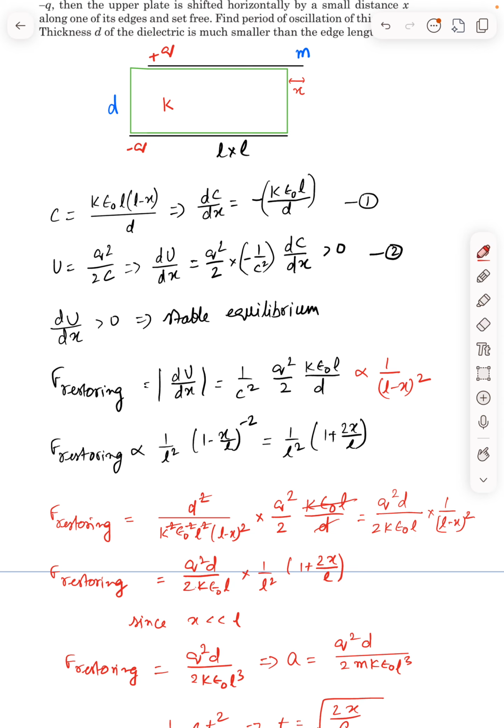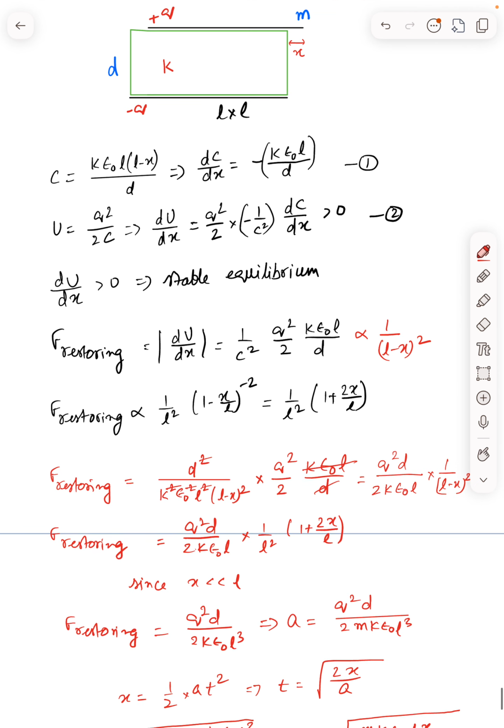Now once you come to the energy analysis, energy is given by Q square by 2C. I have used this formula since charge will be conserved here, and then you get dU by dx. Q square by 2 being a constant, you can take it out and differentiate 1 by C with respect to x. So you will get minus 1 by C square into dC by dx as the differentiation. Now from equation 1 we get dC by dx as minus K epsilon naught L by D, which is a negative number. So effectively we can say that dU by dx is a positive quantity.